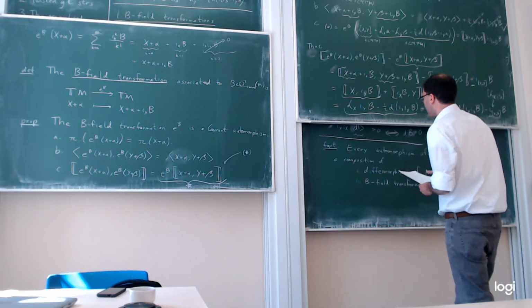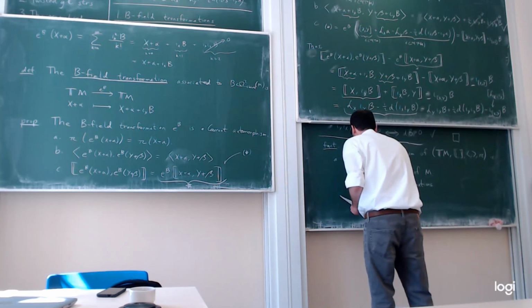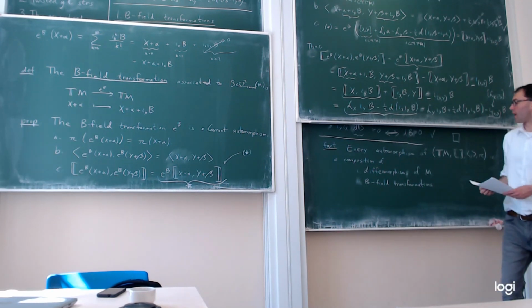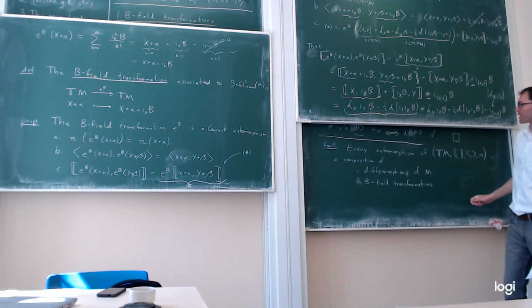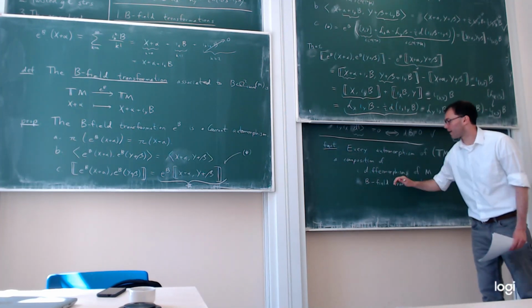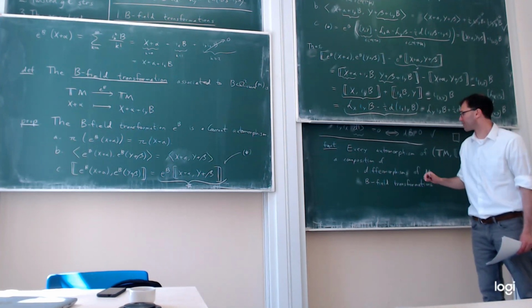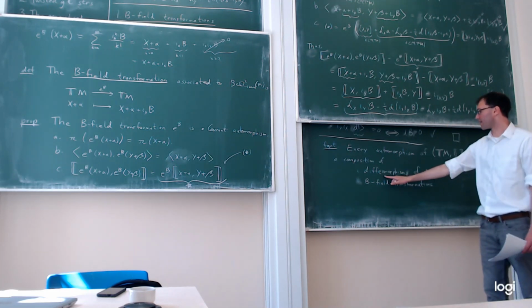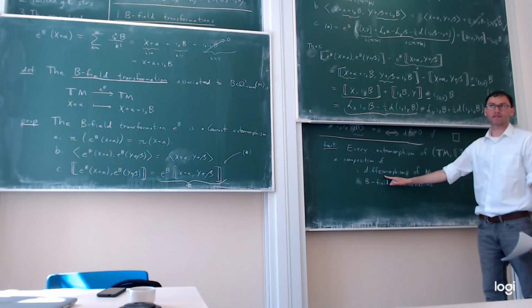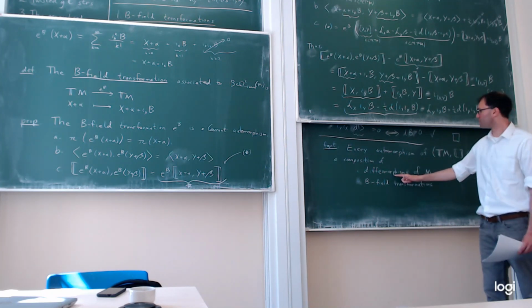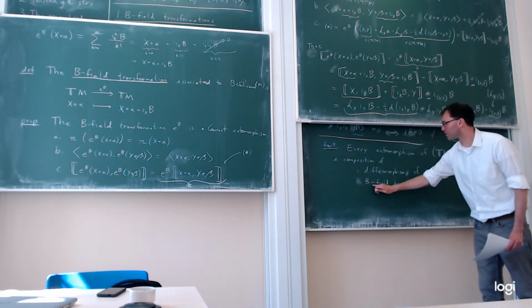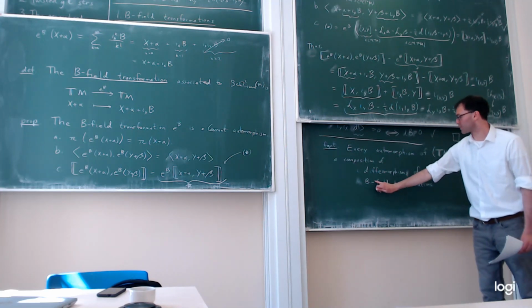And this is in contrast with the Lie bracket on the non-generalized tangent bundle. In the case of the Lie bracket, every automorphism as a vector bundle, or as a Lie algebroid, I think, is induced by diffeomorphisms of M. There's no analog of B-field transformations in that case.